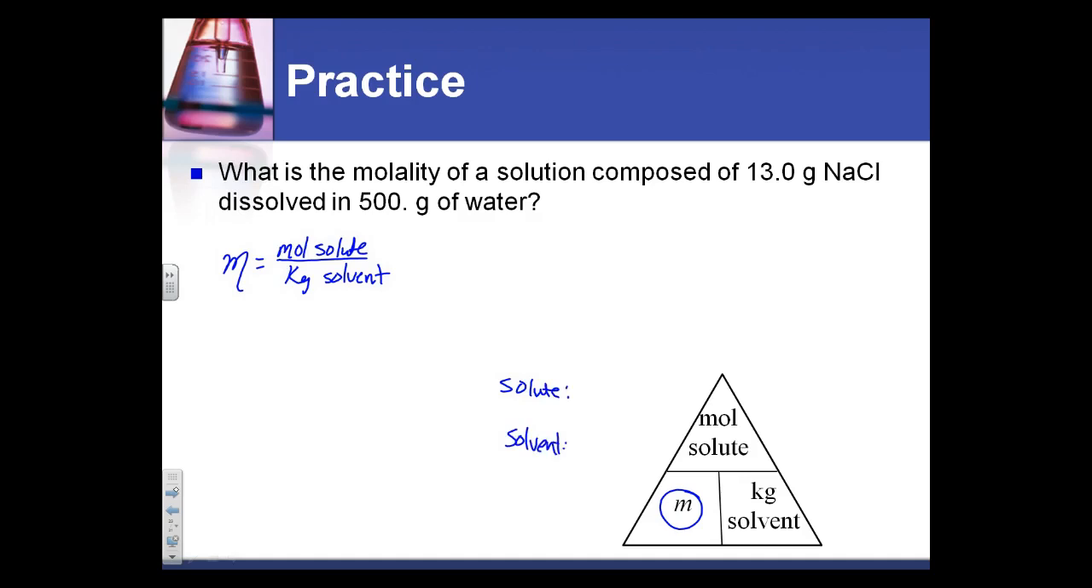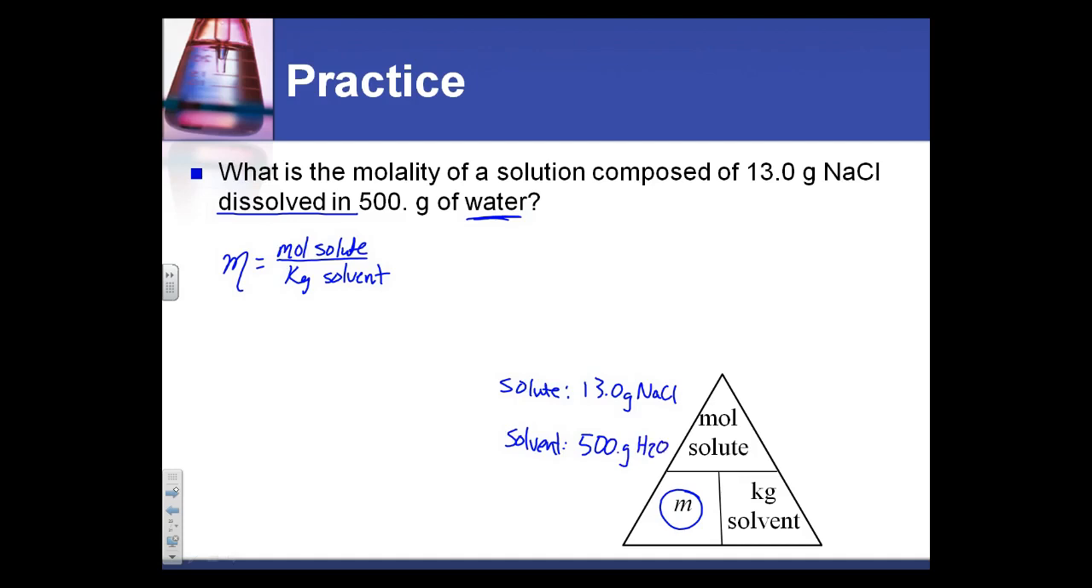All right. What is the molality of a solution composed of 13.0 grams of sodium chloride dissolved in, there's my clue, 500 grams of water? So what is being dissolved is my sodium chloride, and I have 13 grams of that sodium chloride. That is my solute. And what's doing the dissolving is the water. And I can tell you right now, if water is present in a problem, it is going to be your solvent. So we have 500 grams of water.